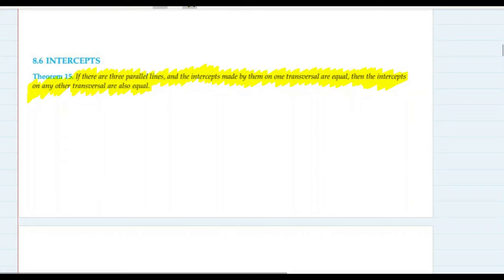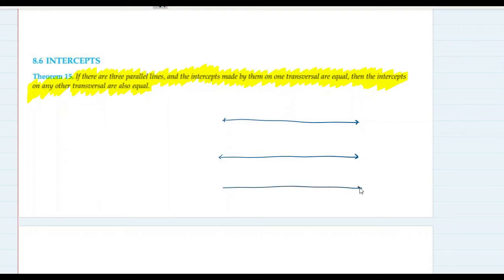So what is the meaning of this theorem? Let's understand with the help of a diagram. Suppose we have 3 parallel lines, and let me name them L, M and N. These three parallel lines are cut by a transversal. Let's say this transversal is T.